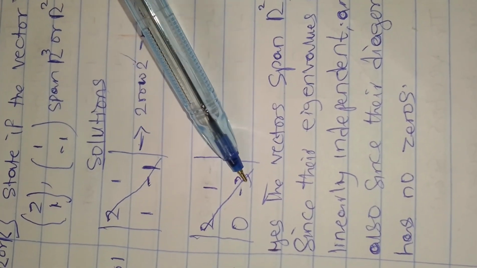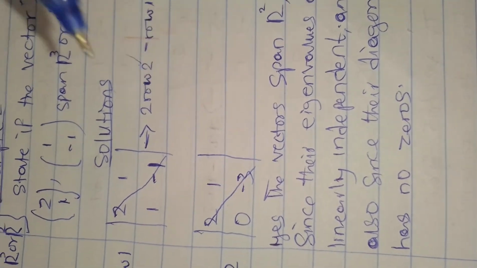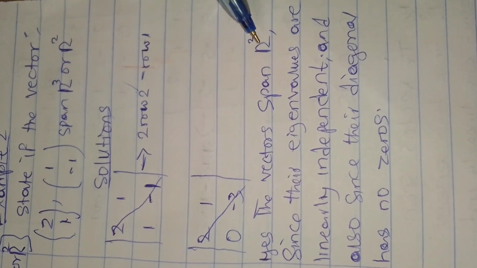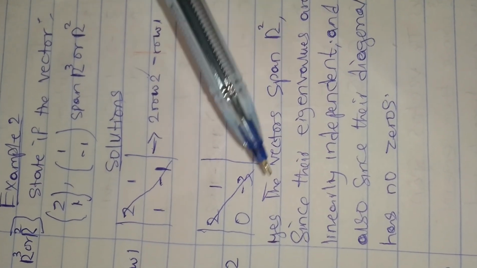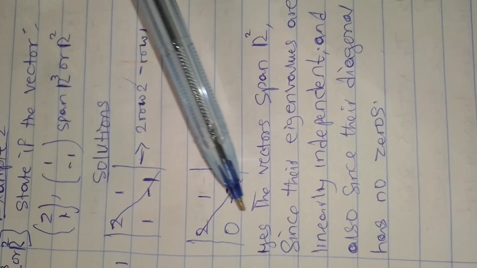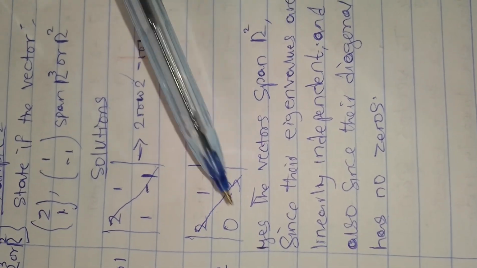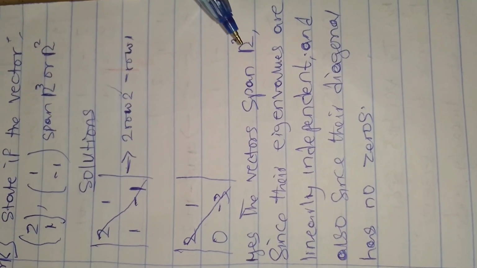The diagonal of this matrix has no 0. Since it has no 0, therefore yes, the vectors span R squared. Do you know why it is R squared? It is R squared because there are two vectors here. How many rows are here? 1, 2. And how many columns are here? 1, 2. So it means that this vector is what?